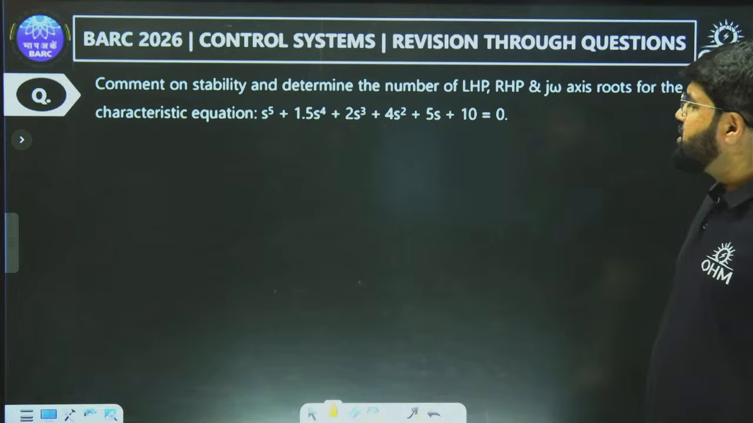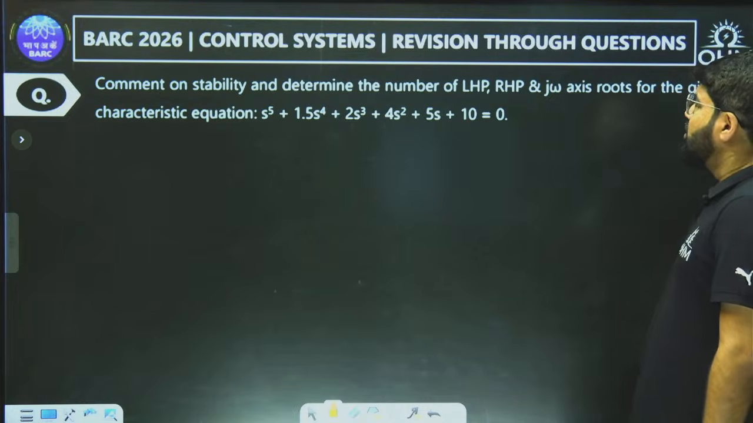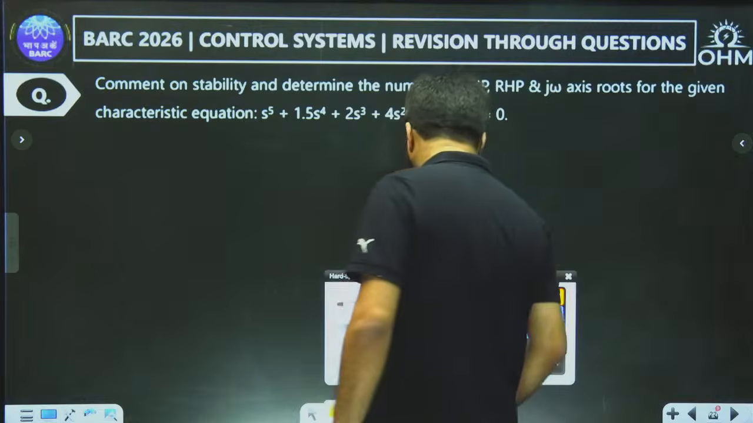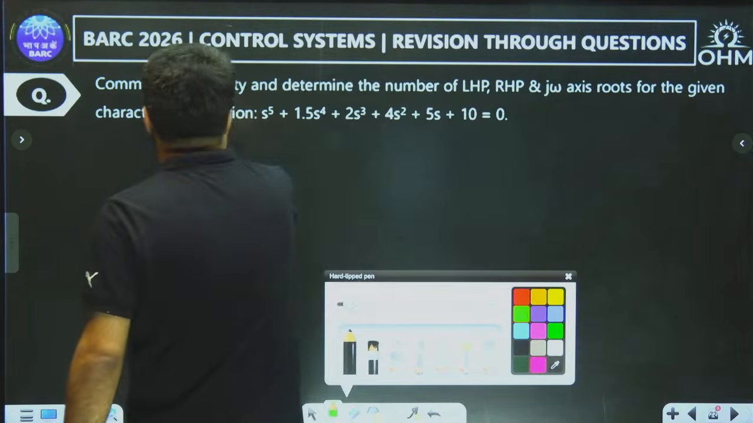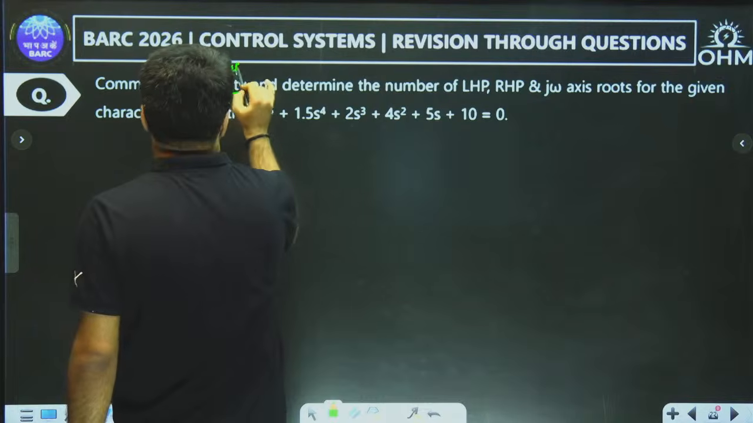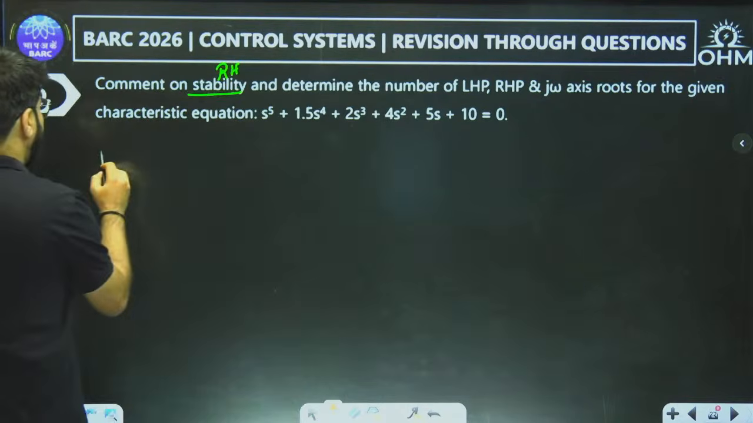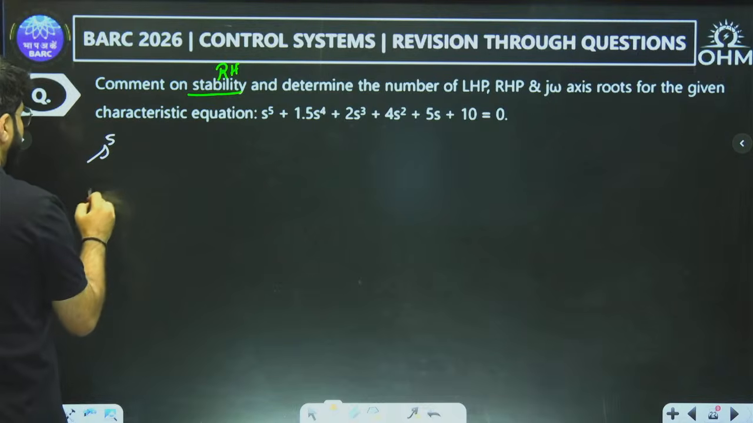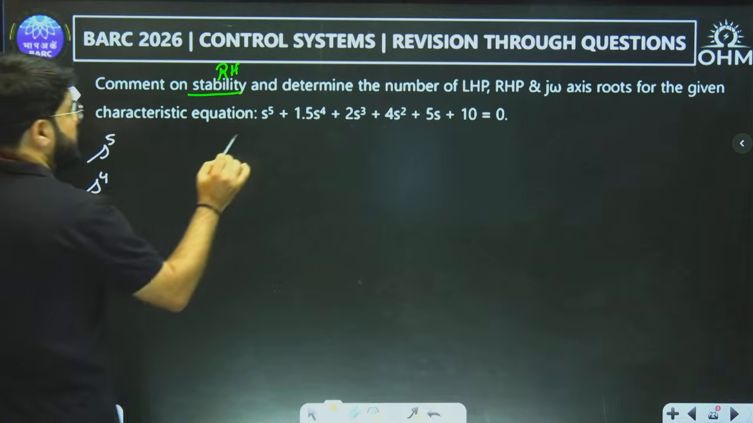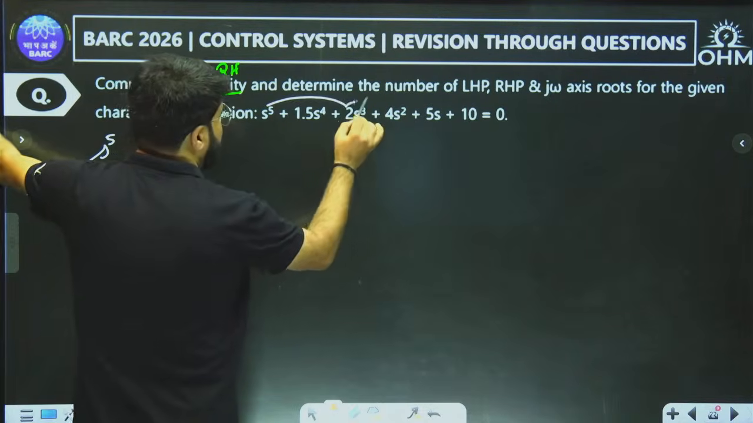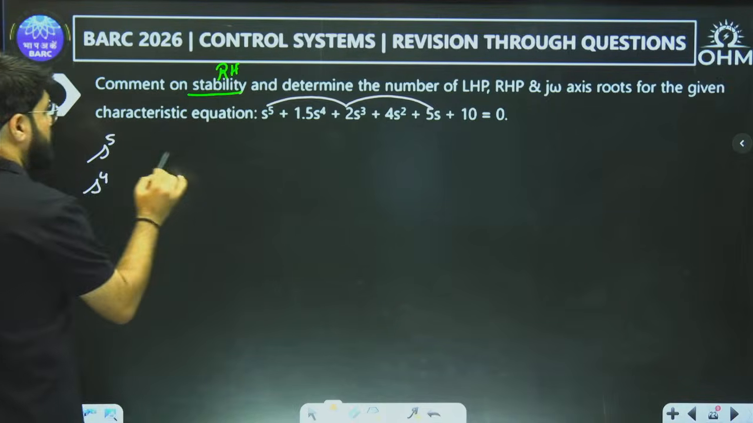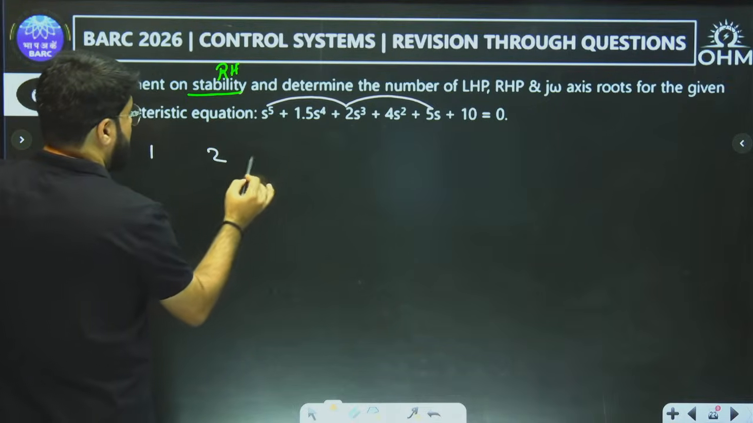So, determine the stability and the number of LHP and RHP roots. For that I'll have to go for the Routh-Hurwitz criteria, because it is a higher order system. I'll start with the Routh array here, starting with the first two rows, s power 5 and s power 4. The alternate odd terms in s power 5 are 1, 2 and 5.